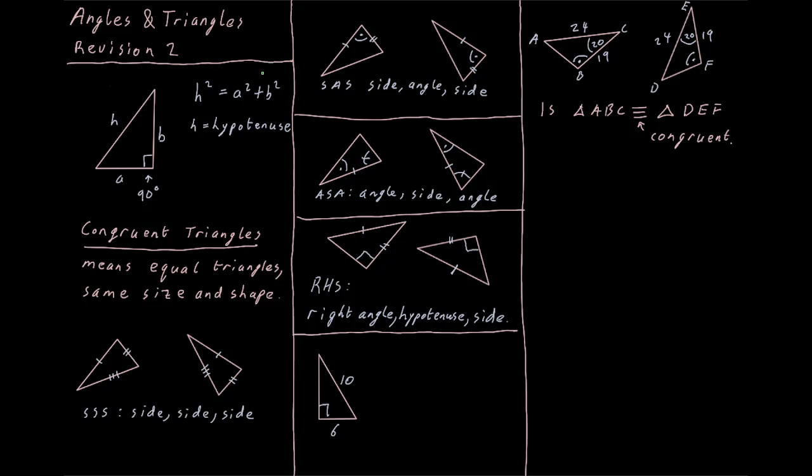Hello. Now we are going to continue our work with revising angles and triangles. So for right angle triangles, one of the most important formulas that we know is the theorem of Pythagoras. And this is in our formula tables, and the side across from the right angle in a right angle triangle is called the hypotenuse.